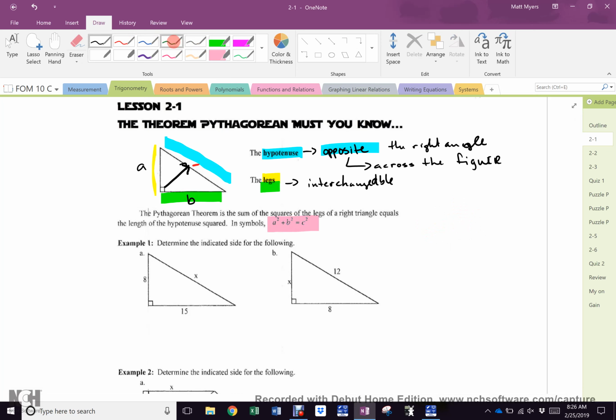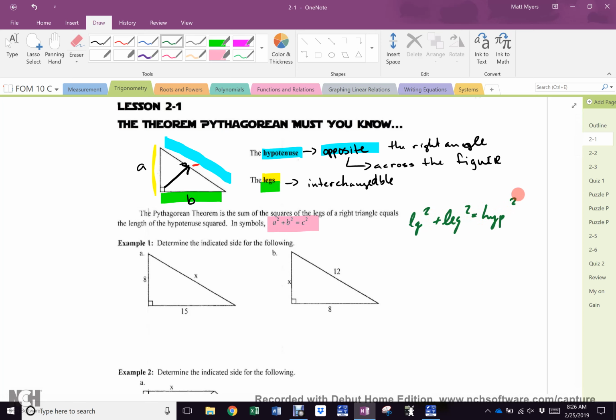When I think of Pythagoras, I say leg squared plus leg squared equals hypotenuse squared. Then it doesn't matter what letters you have.